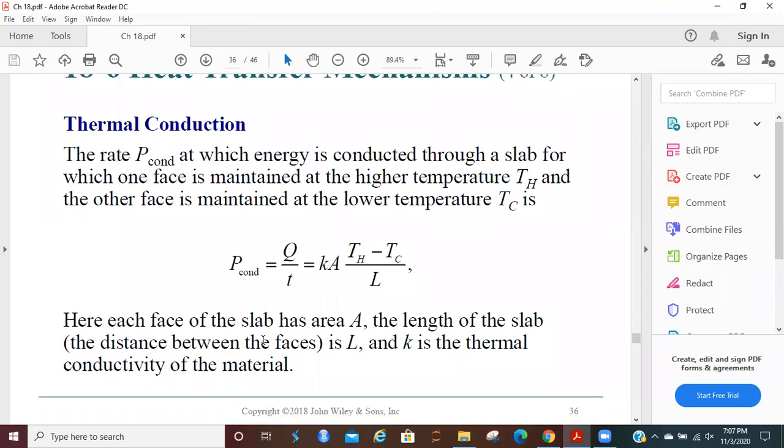Thermal conduction. The rate at which energy is conducted through a slab, for which one face is maintained at a higher temperature and the other face is maintained at a lower temperature, is going to be referred to as this. It's going to be Q divided by t, which you can also say is going to be the thermal conductivity of the material times the area A of each face of the slab, times the temperature difference between the two, divided by the distance between the two faces.